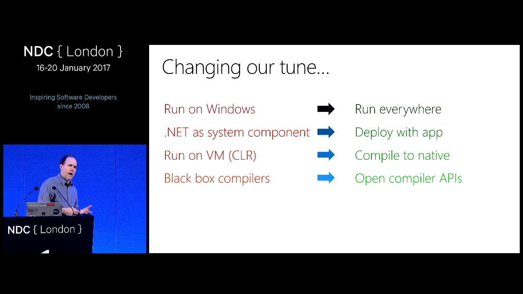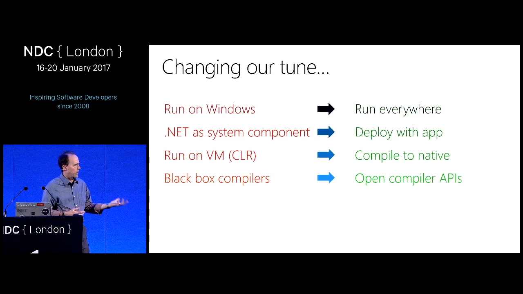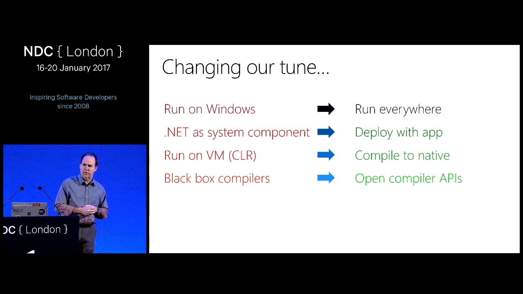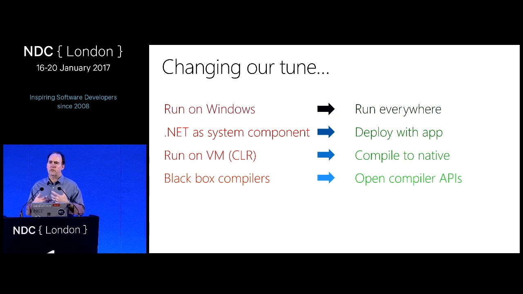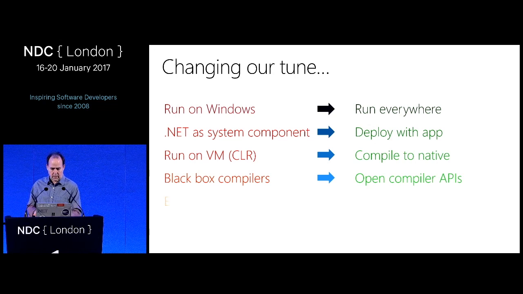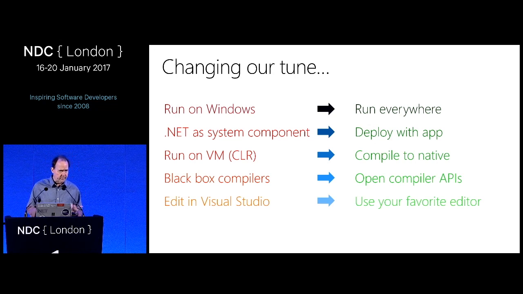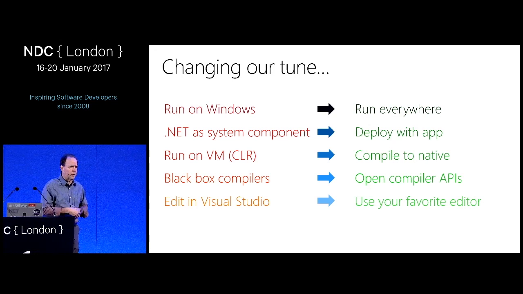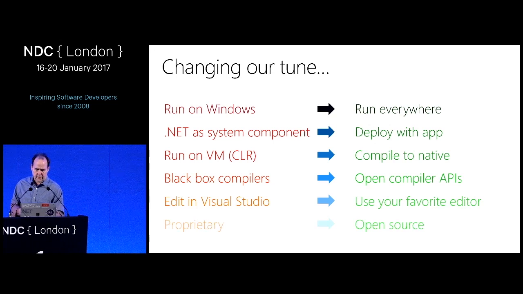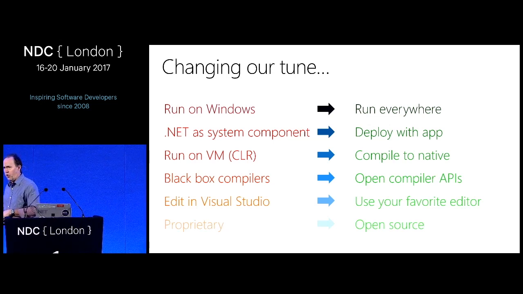Compilers have open APIs, the Roslyn APIs. If you were here last year, I gave a talk on building Roslyn analyzers. There's been further investments in that, so you can continue to do open compiler APIs and add your own hooks. Edit in your favorite editor or Visual Studio. Once again, some of the demos I did Wednesday were in VS Code. Today I'm going to use Visual Studio. Proprietary, everything is open source.